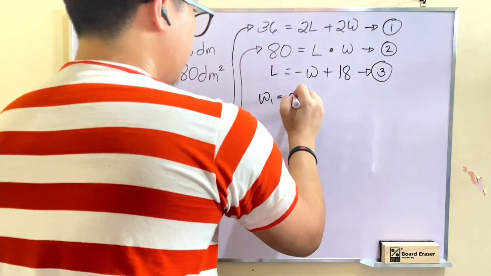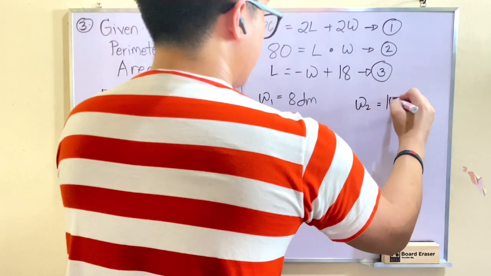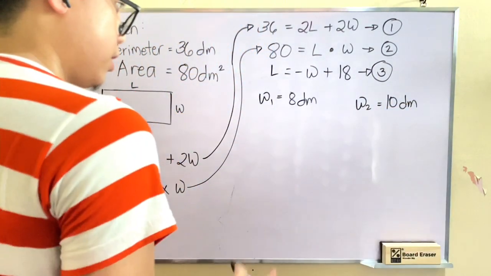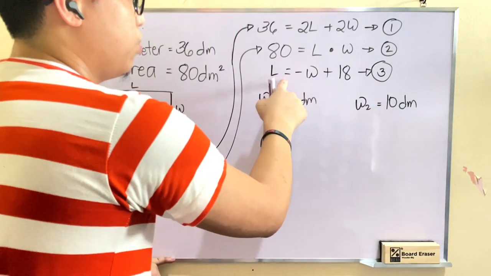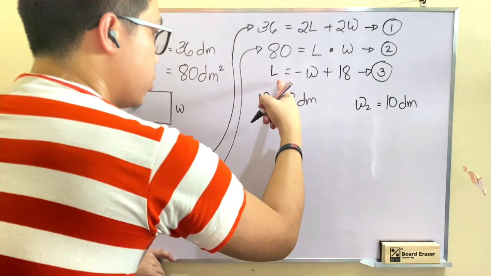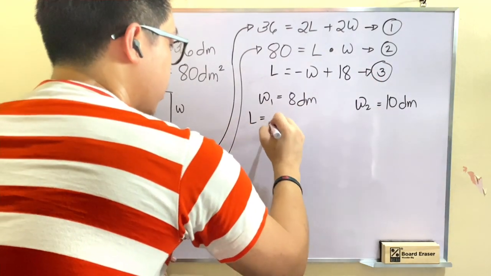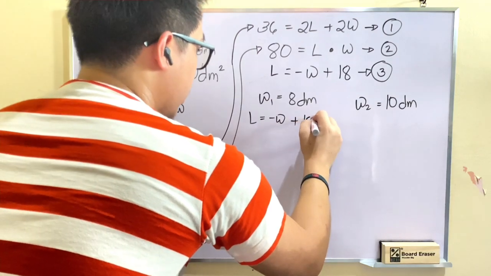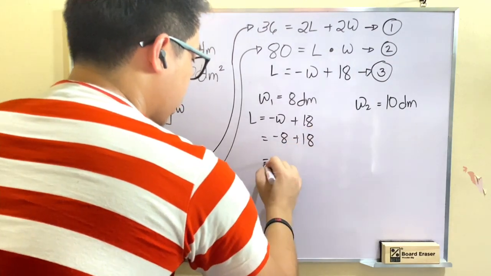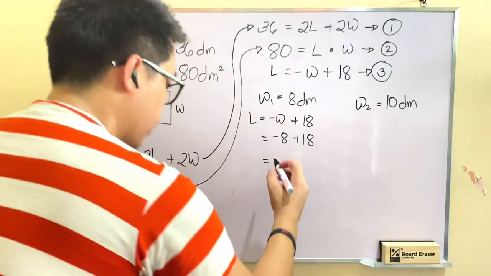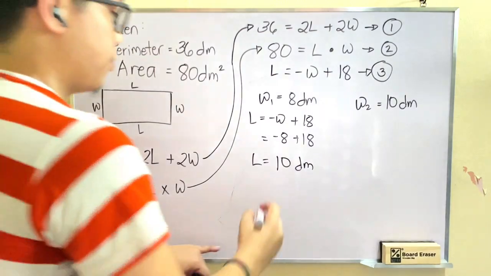Width 1 is 8 decimeter. Huwag kakalimutan ng unit. And yung width 2 is 10 decimeter. Next, alin dito sa dalawang to ang gagamitin nating width? Pero syempre, hanapin naman natin yung length. So, use width 1 and substitute sa equation number 3. So, length is equal to negative width plus 18. Negative w is negative 8 plus 18. Negative 8 plus 18 is positive 10. So, length daw is 10 decimeter.